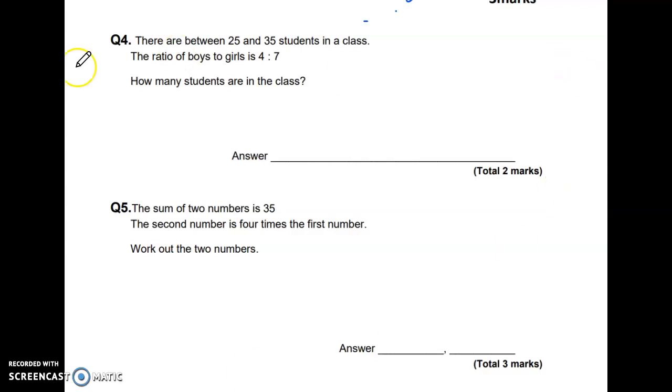Right, okay, so final part. There are between 25 and 35 students in a class, and the ratio of boys to girls is 4 to 7. So how many students are in the class?